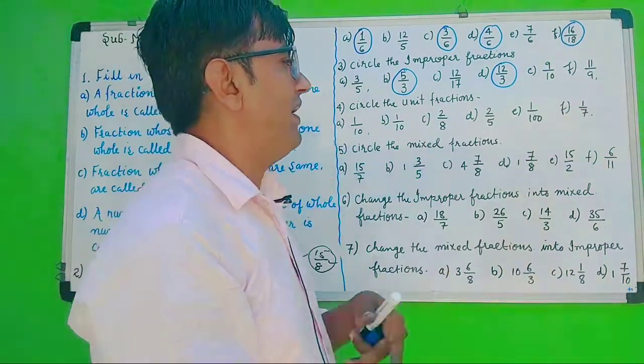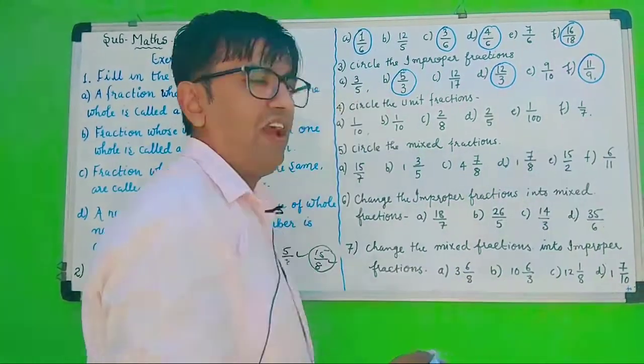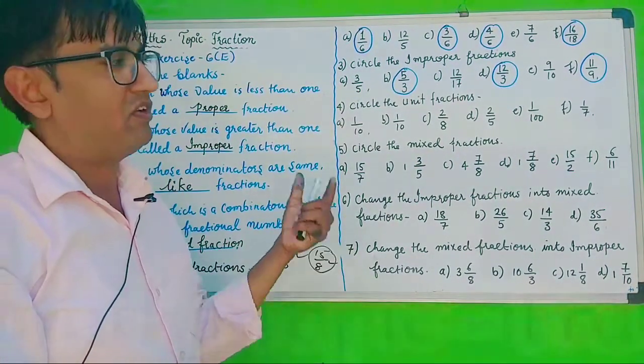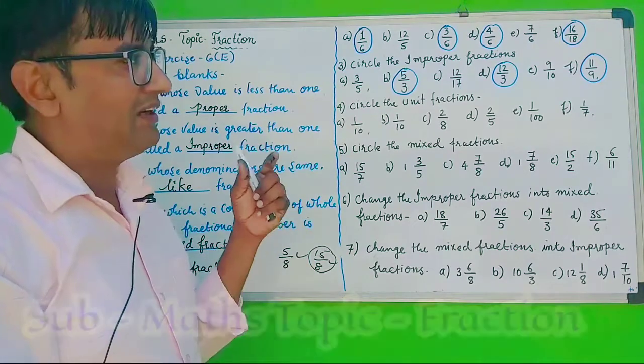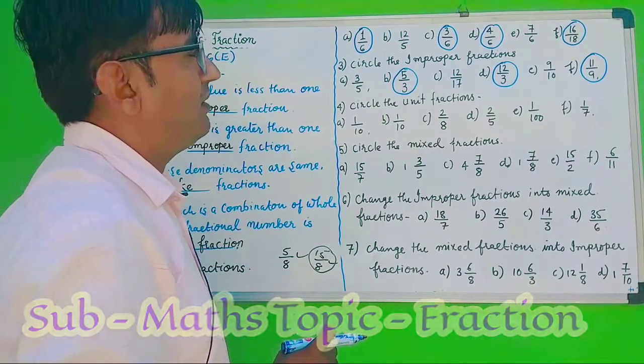Then 11 by 9. Yes, 11 by 9 is correct because 11 by 9 is an improper fraction. The numerator is 11, and 11 is greater than 9. Okay, so this is the circle of the improper fraction.